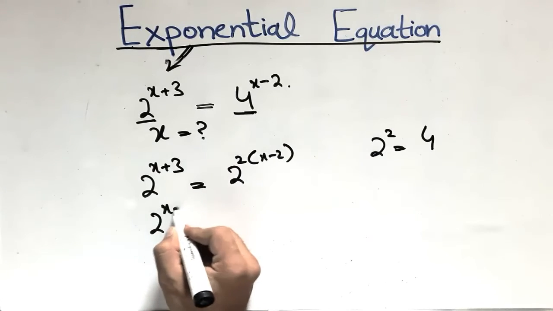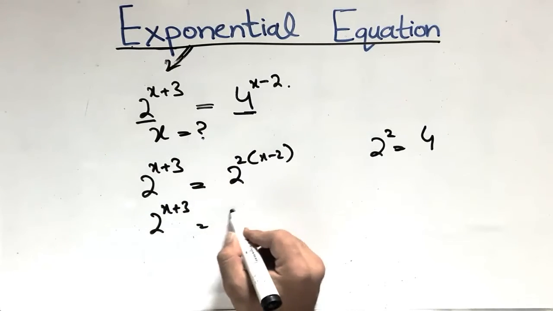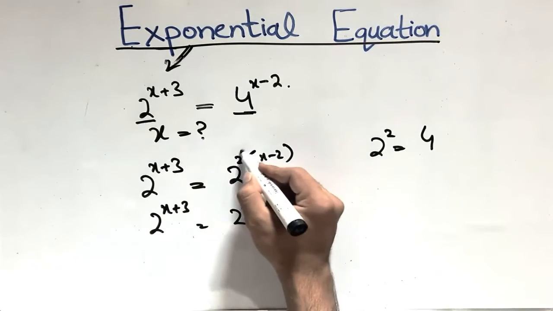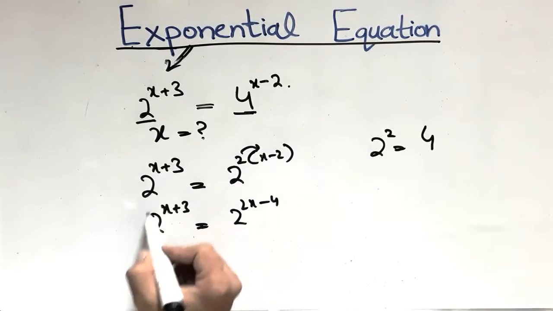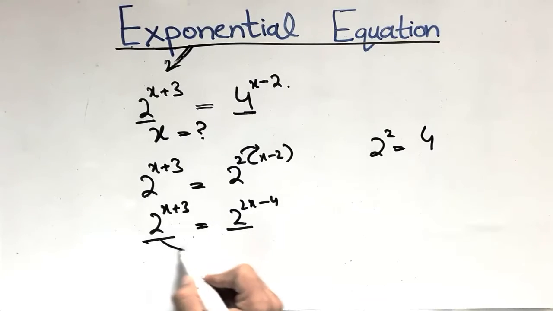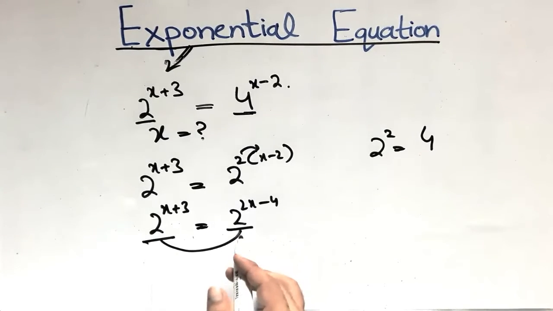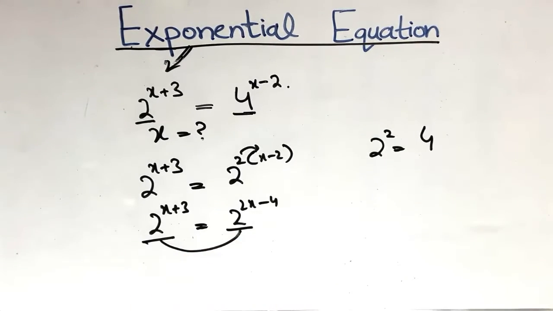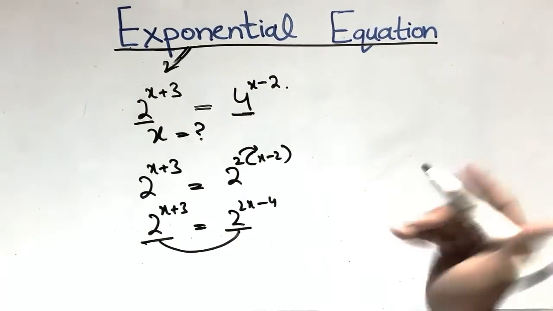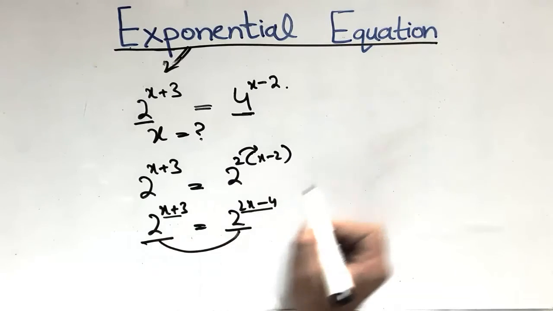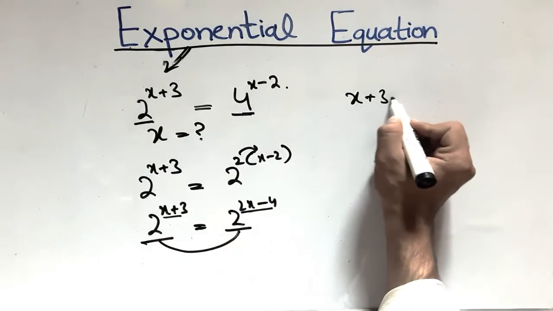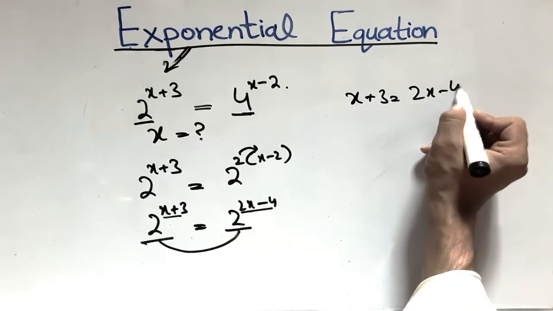So 2 power x plus 3 is equal to 2 power 2 into x minus 2, multiplying 2 with the bracket gives 2x minus 4. So this base is now the same as this base, 2 is equal to 2. Now we can simplify this exponential equation. Since 2 is equal to 2, this power is equal to this power. So x plus 3 is equal to 2x minus 4.